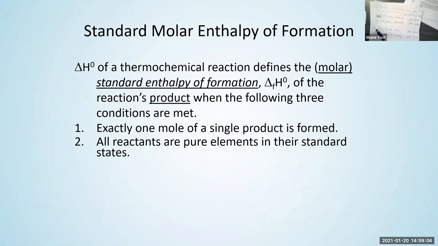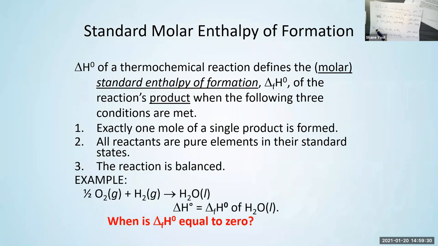So again, carbon would be a solid, fluorine would be F2 gas, oxygen would be O2 gas, iron would be iron solid, things like that. Those are elements in their standard states, assuming, say, room temperature. Again, the temperature could be different, and the standard states could be different depending on the temperature, okay? And then you've got to make sure your reaction is balanced.